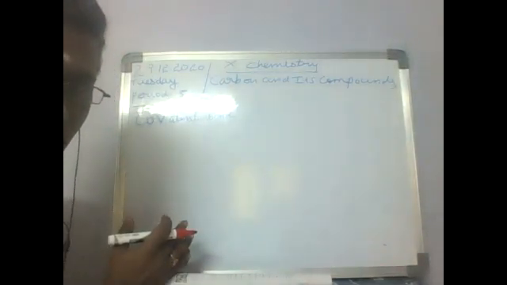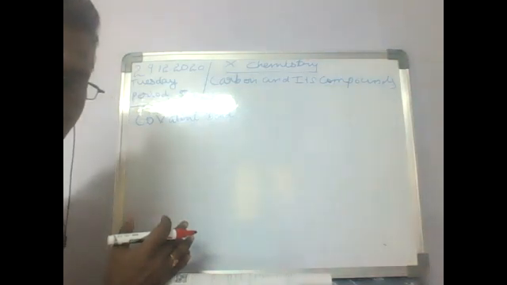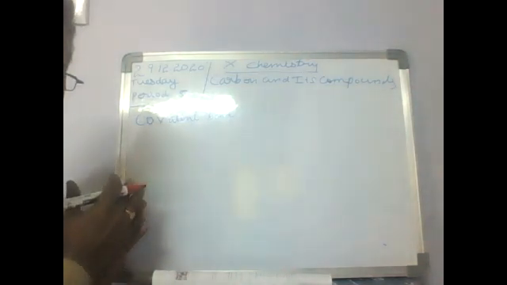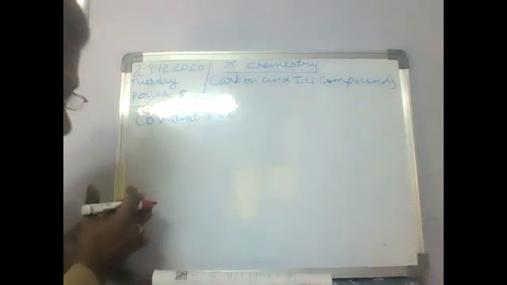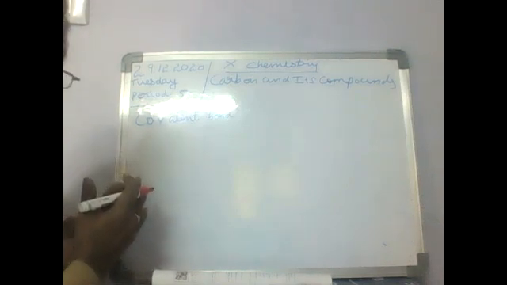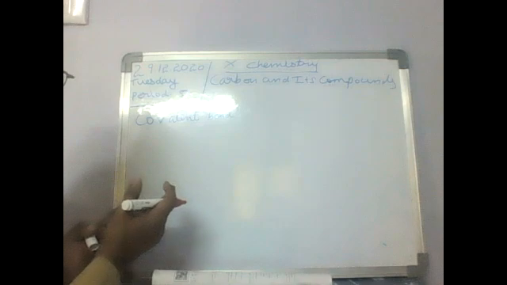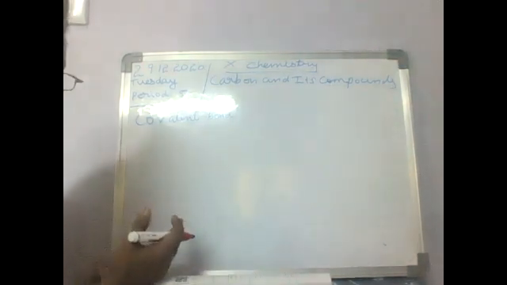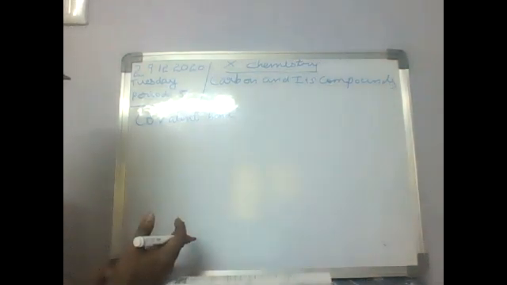In the previous chapter, you have seen ionic bonds. In ionic bonds, there is a transfer of electrons from one element to another element. But here, the bond is formed by the sharing of electrons. Why does this sharing happen? For example, you can take carbon.